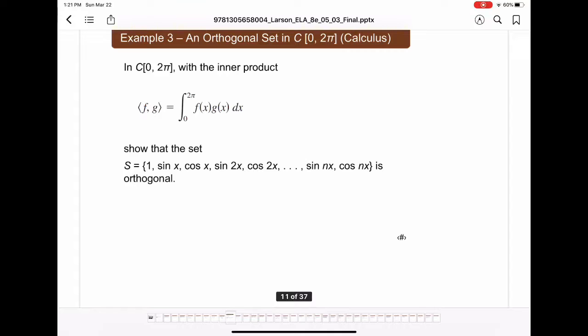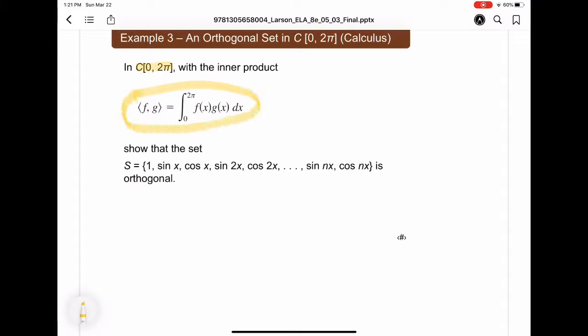Let's consider the set C[0, 2pi]. That means the space of continuous functions on 0 to 2 pi. Okay, and we learned the inner product in C is the following. Just take the integral from a to b, in this case from 0 to 2 pi, right? And then the integral of the product of f and g.